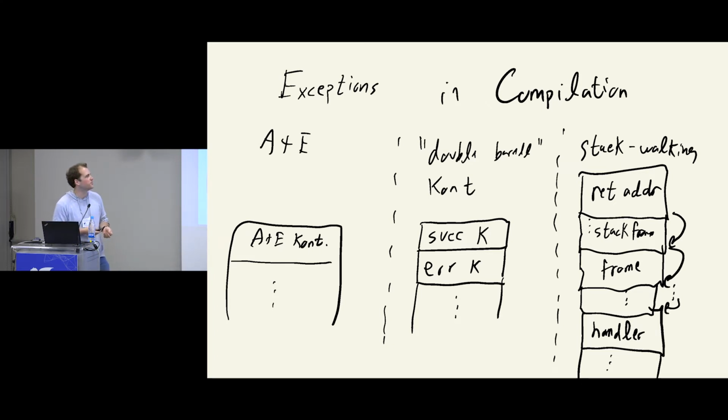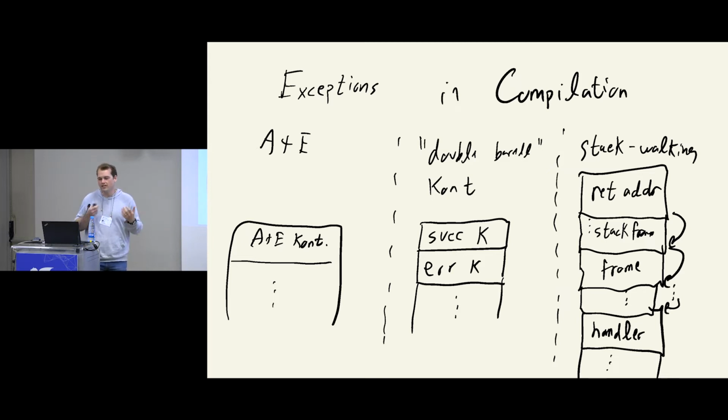Okay, and that leads to a very closely related but more efficient one, which is called the double-barreled continuation implementation, where we say, well, when I'm raising an exception, I always know on the stack there's going to be a success continuation, which is where I send the A values, or an error continuation, which is where I send the errors, right? And then actual exception raising comes from composing these things together, right?